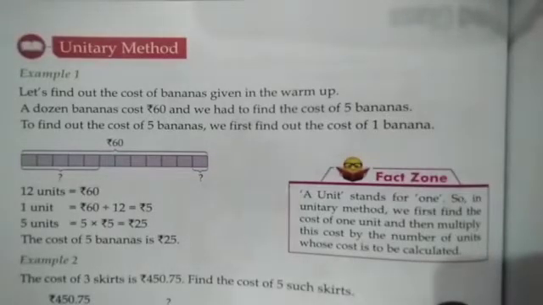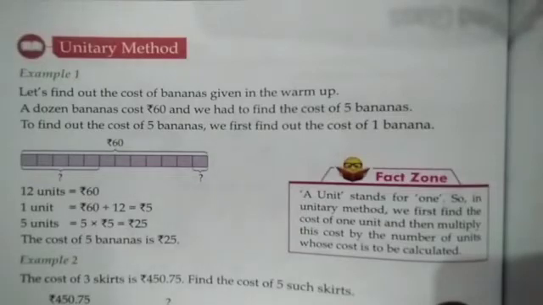The cost of 1 chocolate is equal to 10 rupees. Then the cost of 5 chocolates, 5 tens are 50 rupees. The same method is followed here. The cost of 1 unit is given, then you will find the cost of 5 units, 6 units, 7 units, etc.